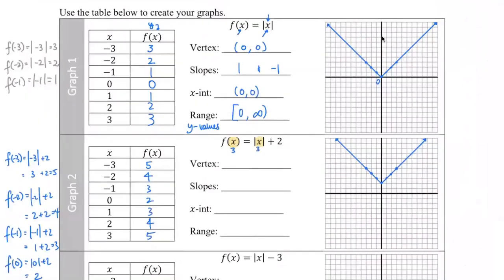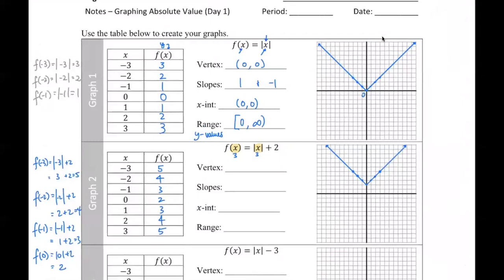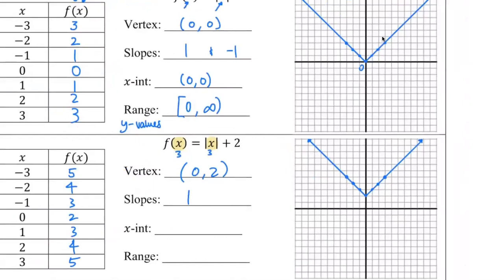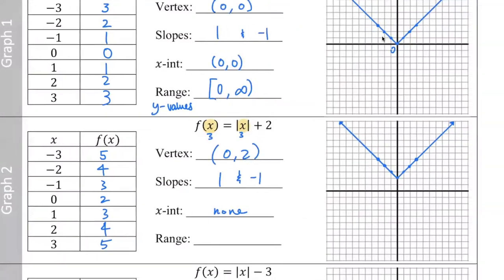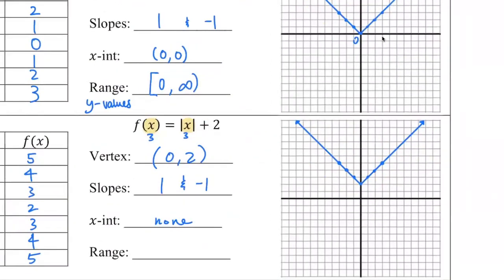We know it's going to be a V-shaped graph, and we're just plotting values to make sure that we get it. So where's the vertex? The vertex is going to be at 0 comma 2. The slope is still 1 and -1. We don't have any x-intercept right here because the graph doesn't touch the x-axis. So again, there's not much of a calculation going on except the table right here. All these blanks right here, just look at the graph. Just literally look at the graph, obtain the information, and be done with it.